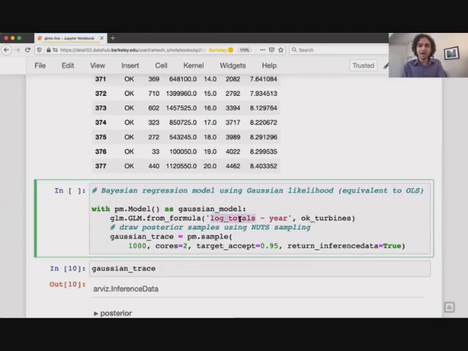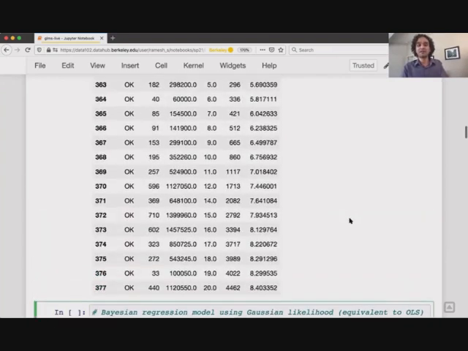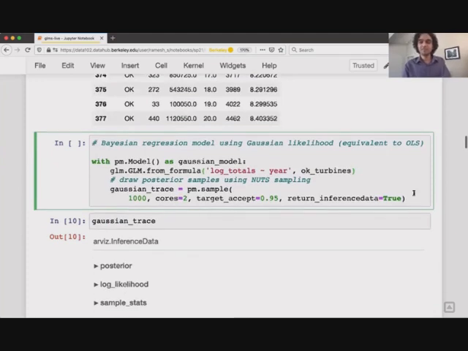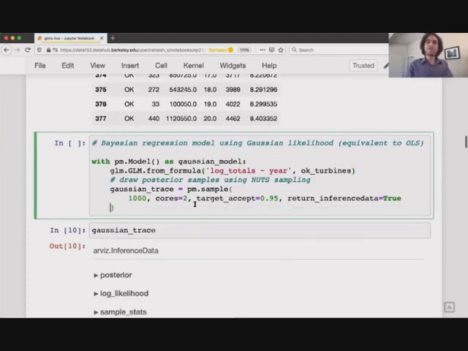And how does the model know what log_totals and year mean? It knows them because of this data frame, ok_turbines, that I'm passing in. And that's the data frame that we just built up here. Great. So how does this work? Then we make our call to pm.sample, which actually goes ahead and runs the inference, right?